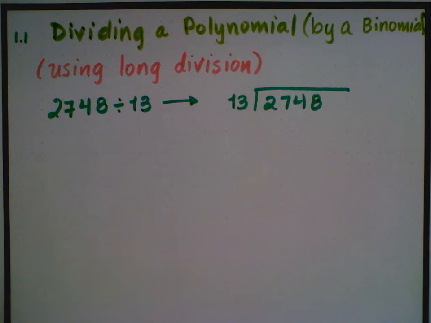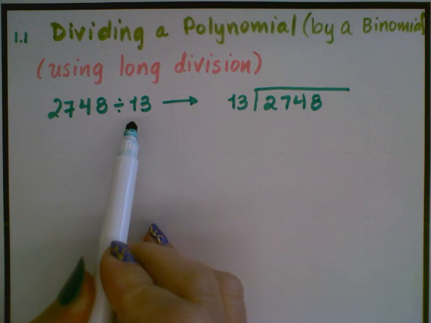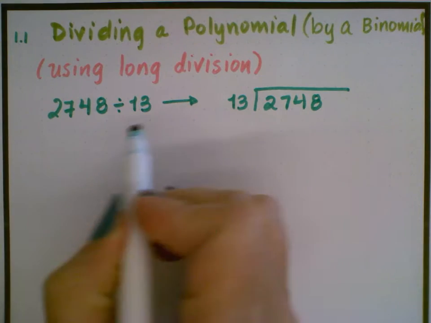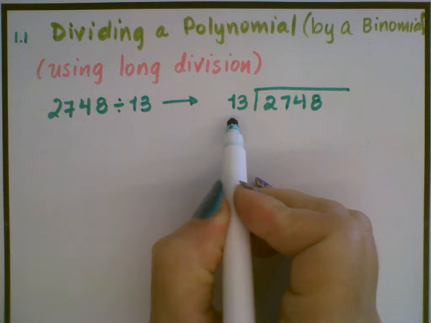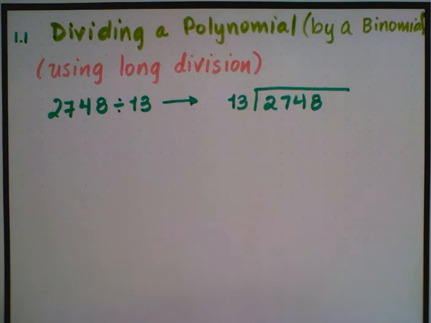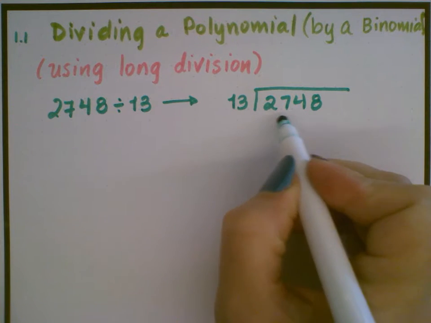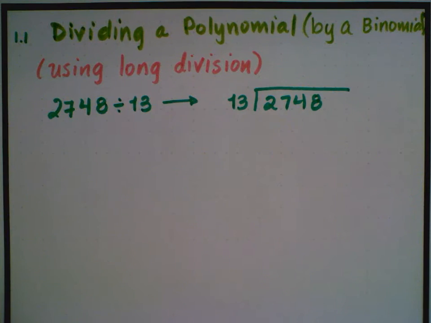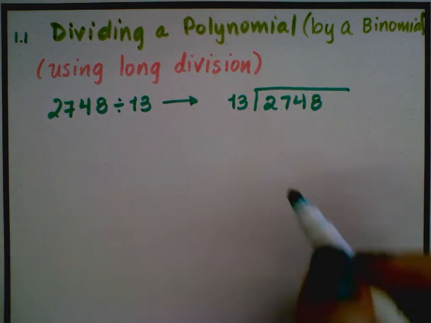Okay, so the first step in learning how to divide a polynomial by a binomial is to do a quick review of long division and the standard algorithm, which was invented in England a couple hundred years ago. When you're given a division statement, you rearrange it and put the divisor on the outside of this bar, and then the dividend, the 2,748, goes underneath that symbol.